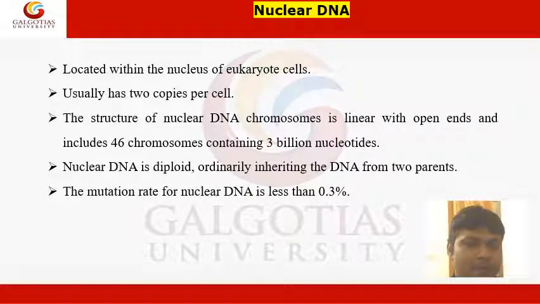Nuclear DNA. This DNA is located within the nucleus of the eukaryotic cells and usually has two copies per cell. The structure of the nuclear DNA chromosome is linear with open ends and includes 46 chromosomes containing 3 billion nucleotides. The nuclear DNA is diploid, ordinarily inheriting the DNA from the two parents. The mutation rate for the nuclear DNA is very low, around 0.3%.